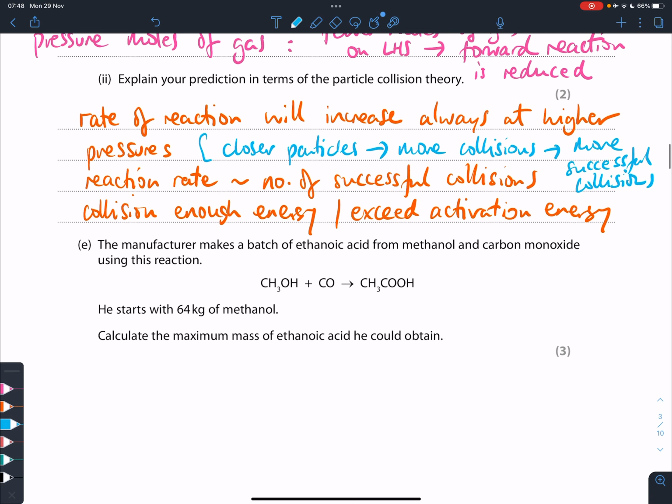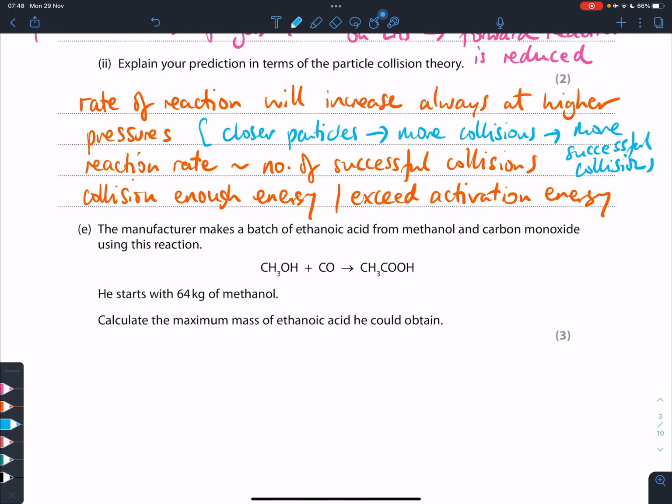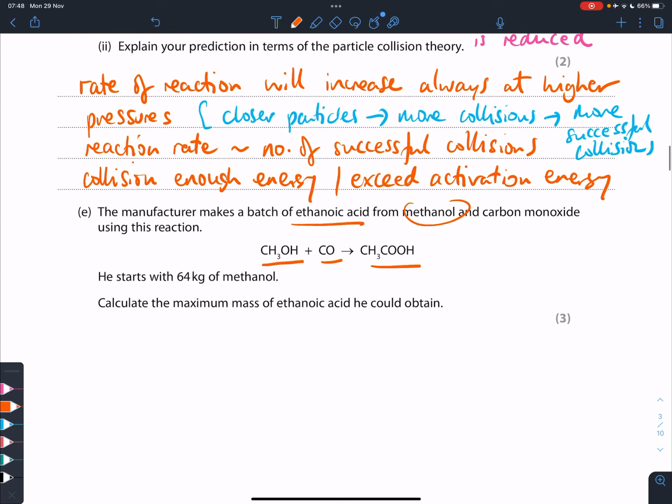Okay, the last part of the question, we've got to work out a little bit of a calculation based on what's going on here. The manufacturer makes a batch of ethanoic acid. You don't really have to know what that is, but it's what they're making. So you can see that CH3COOH is ethanoic acid. We make it from methanol and carbon monoxide. He starts with 64 kilograms of methanol. Well, the first thing to do is look at the moles. Count the moles.